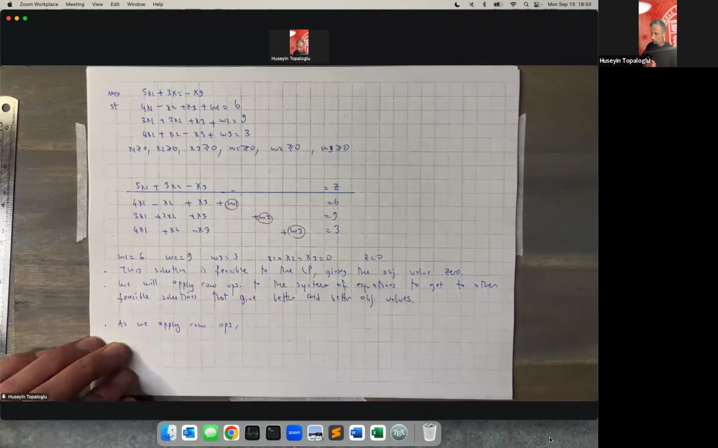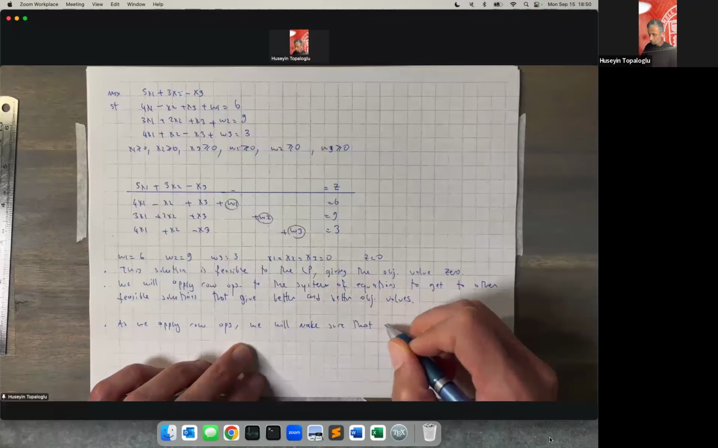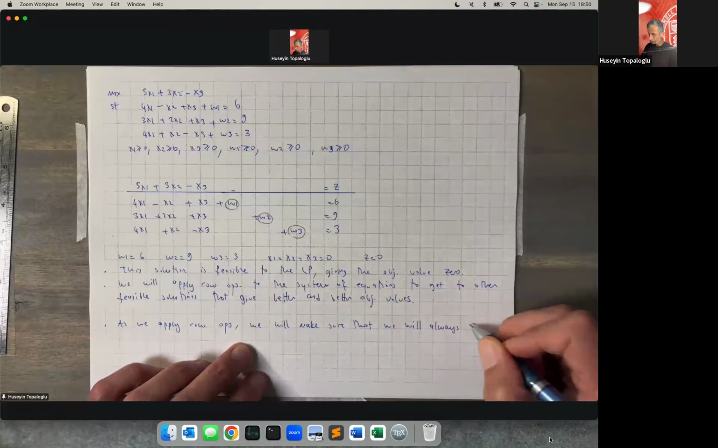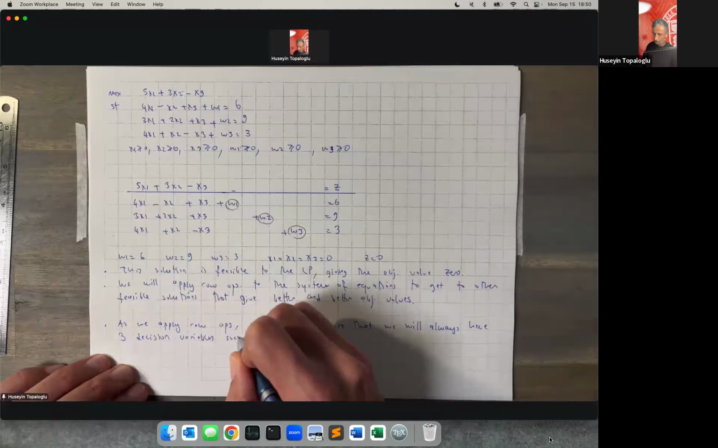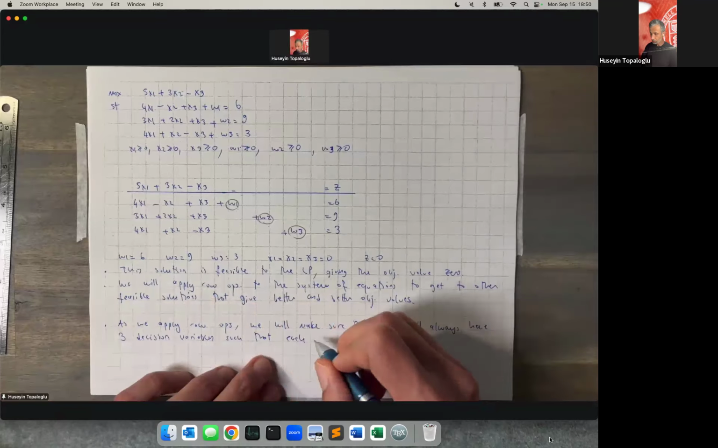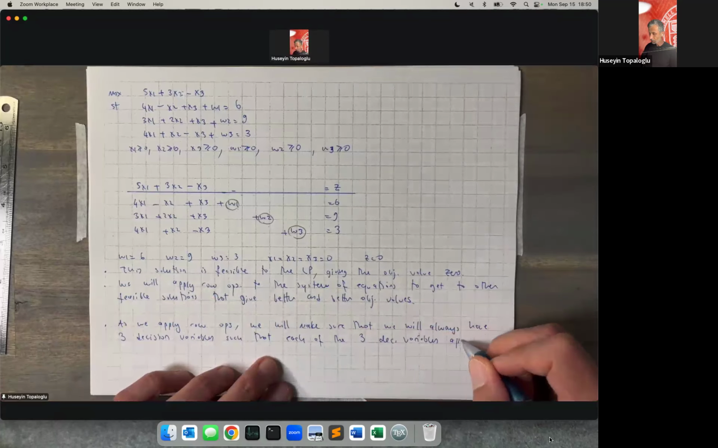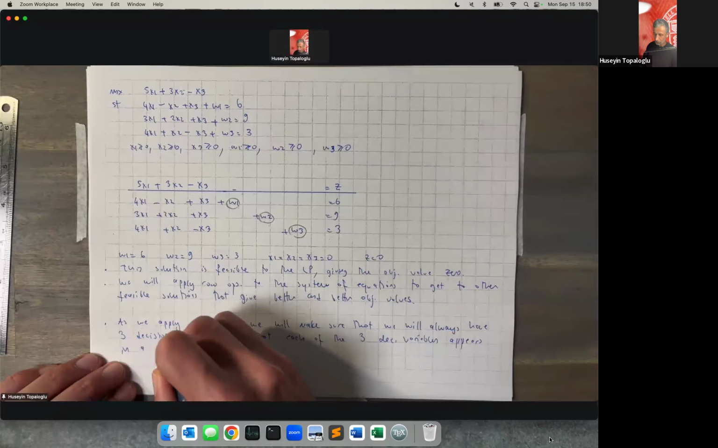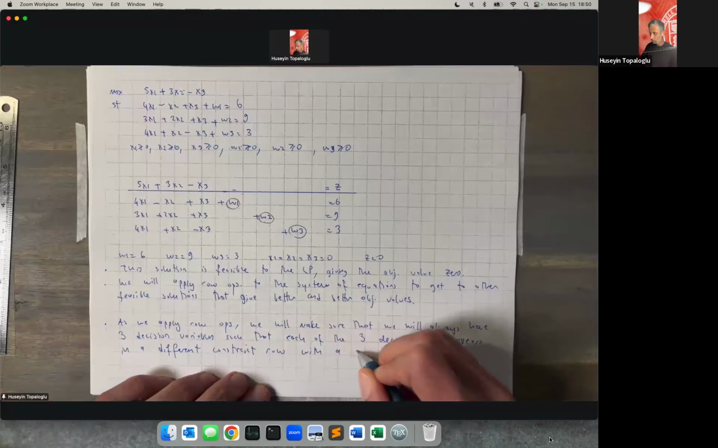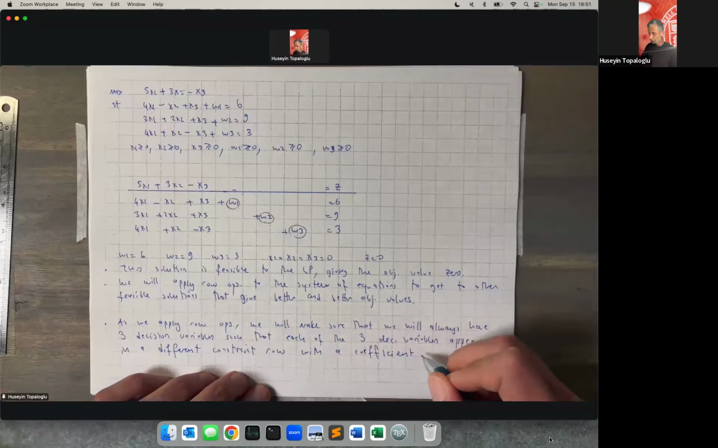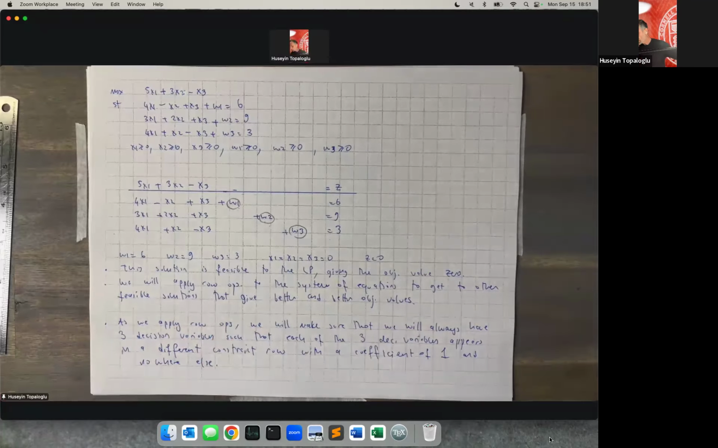As we apply row operations, we will make sure that we will always have 3 decision variables such that each of the 3 decision variables appears in a different constraint row with a coefficient of 1 and nowhere else. Good. So that's how the simplex method works.